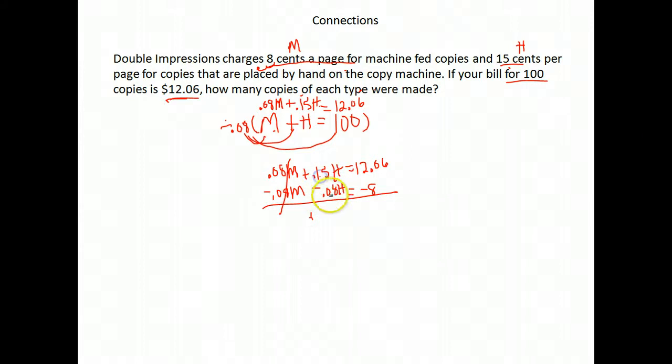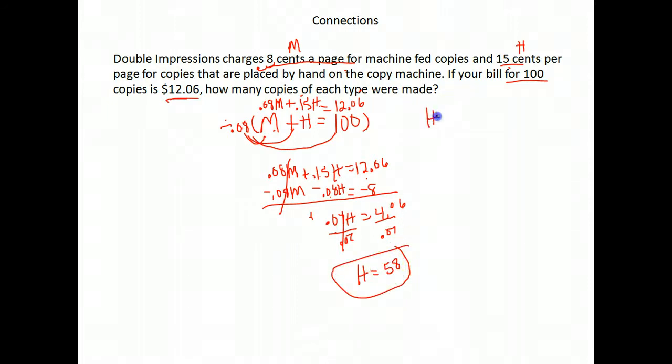Here I have 0.15 minus 0.08, which gives me 0.07 h's equals, and here 12.06 minus 8 gives me 4.06. H, all I have to do to get it by itself now is divide by 0.07, and I'm good. So I get that H, the number of hand-fed copies, is 58. So hand-fed copies, there were 58.